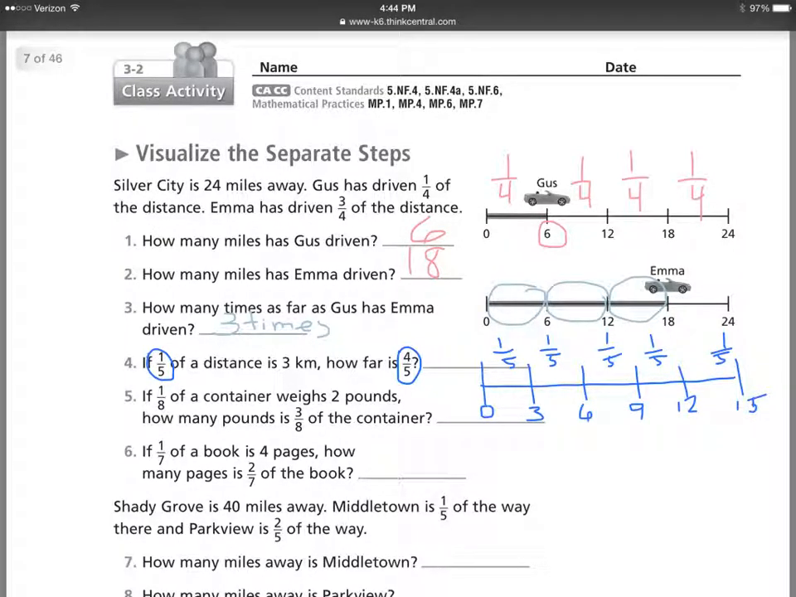It says that 1/5 of the distance is 3, so then how far is 4/5? So if we started driving and we went to 1/5, 2/5, 3/5, 4/5, we can see that 4/5 is going to be 12. Using the same method, pause the video and try to do number 5 on your own.